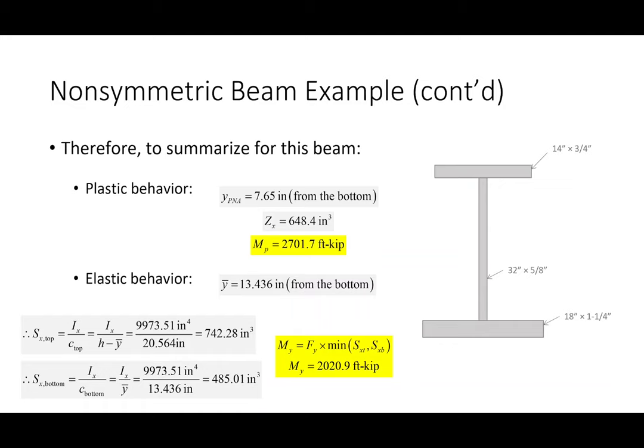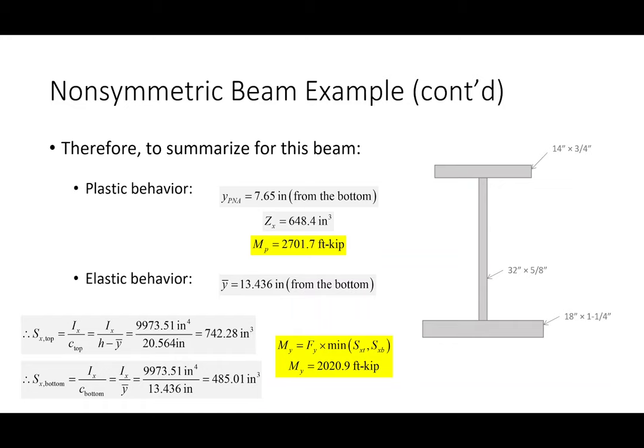So from the bottom, the P and A is 7.65. This is what we got for ZX, and this is what we got for MP. It's like I can crystal ball this stuff. Like I can just predict what the answer is going to be. It's crazy, right? So this is what MP is, but this is what MY is, right?